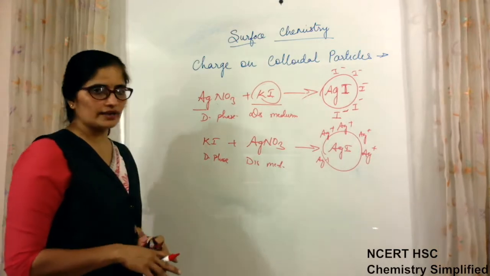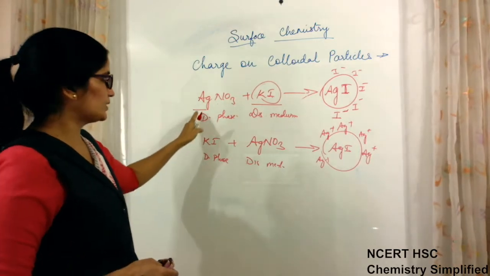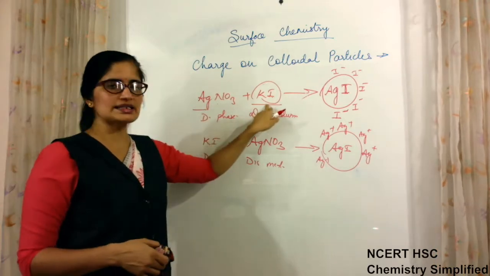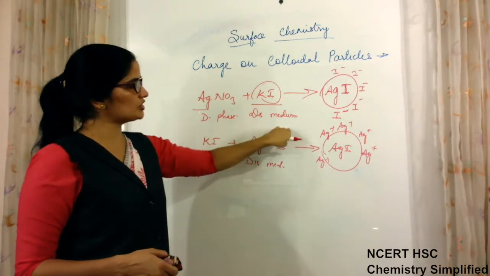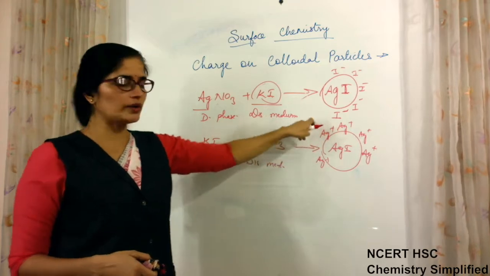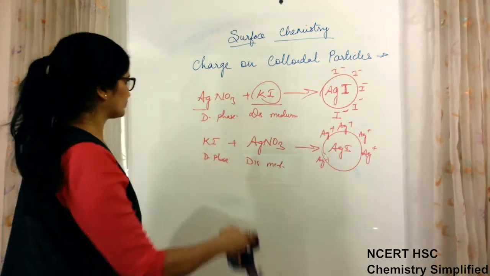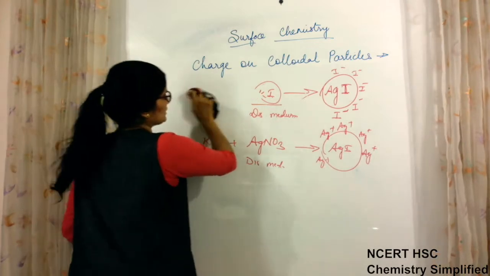One more example I will give you. You have to remember that there are 2-3 examples in the book. One is of AgNO3 plus KI. So if KI is the dispersion medium, it is a negatively charged sol. If AgNO3 is the dispersion medium, then you will have a positively charged sol.